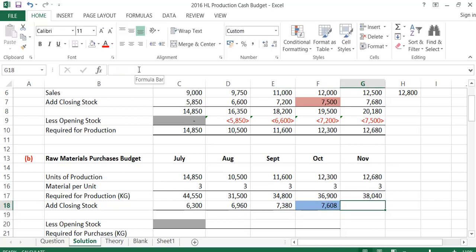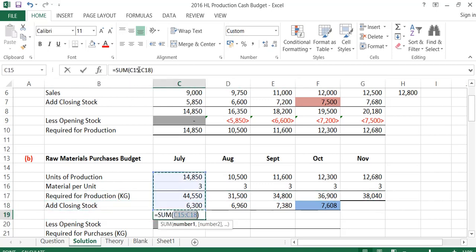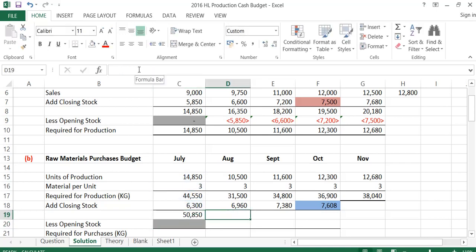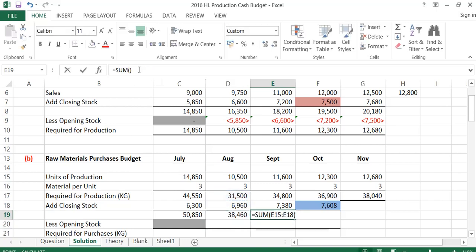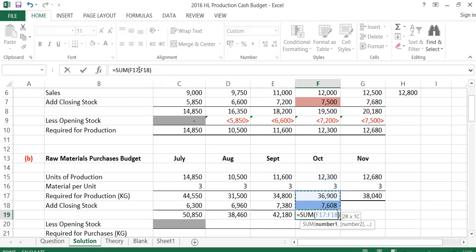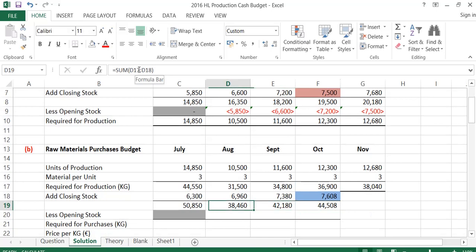And that is the reason I worked down as far as November here, because this figure was 20% of November's required for production in kgs. And now we can finish with November because we don't need that anymore. So I'm just going to add these down now because I'm adding my closing stock. And I'm going to take away my opening stock.